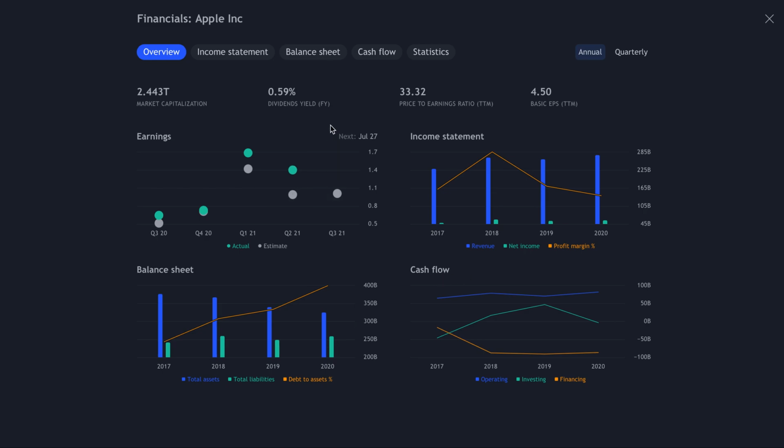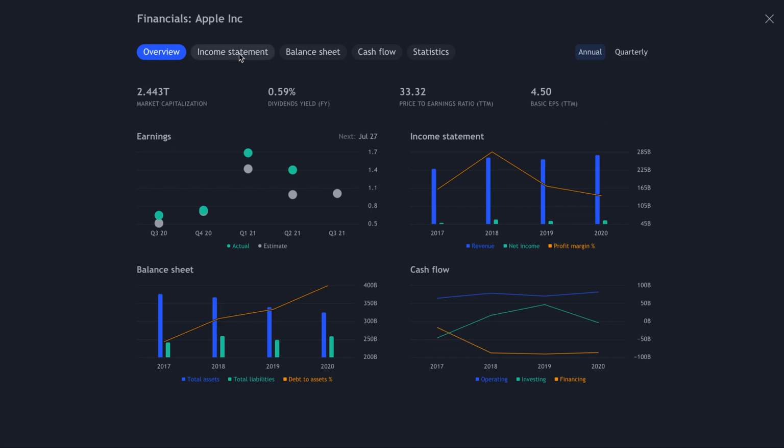For those who are curious, whenever you see FY here, it stands for fiscal year. TTM stands for trailing 12 months. It just means it's the last 12 months. So in the last 12 months, the price to earnings ratio for Apple was 33.32. That means if you take the price divided by the earnings per share, you will get approximately 33.32. Same thing for the basic EPS. It's just for the last 12 months. That's what TTM means, the trailing 12 months.